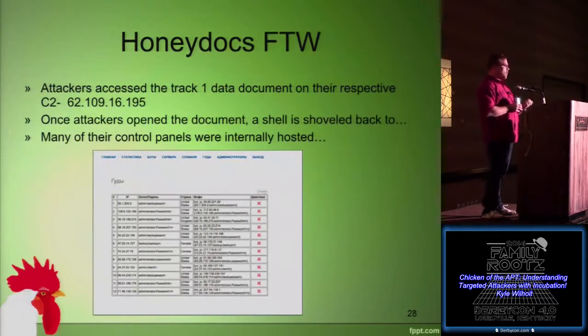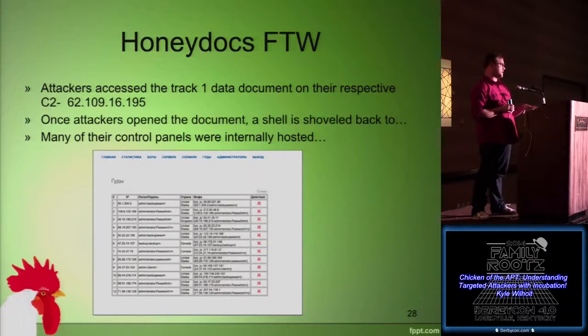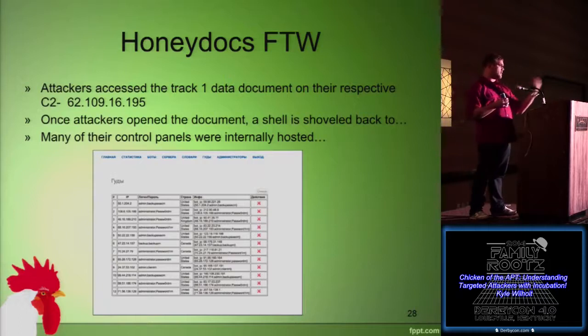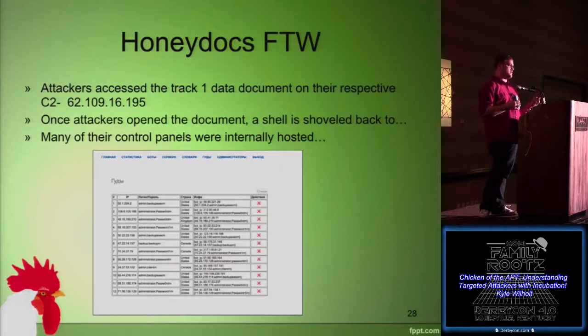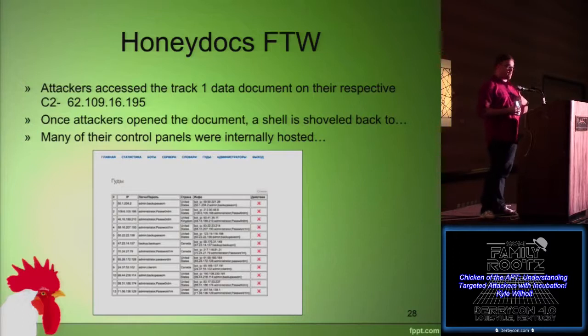They accessed the track 1 data on their host server, so on one of their C2s, 62.109.16.195. They accessed it on that machine. So right there, that tells me something: these attackers are going out, pulling data from their victims, and then they're opening them on their actual C2, which from an OPSEC standpoint is really, really stupid. You definitely shouldn't do that. You offload your stuff from the C2 and then open it locally. But they weren't, which made it great for me.